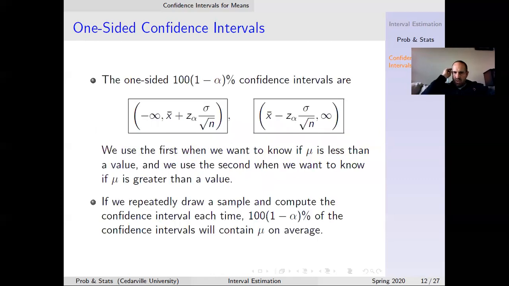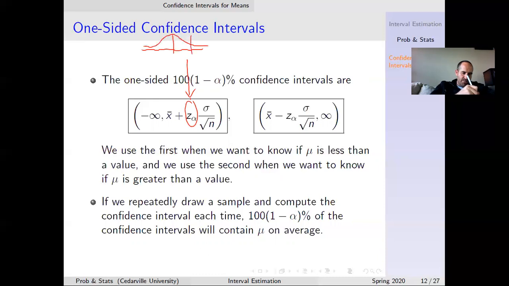Well, in that case, our formula changes just slightly. We don't have to split alpha between 2 tails. We can simply put alpha in the 1 tail, okay? So in this particular case, what are we doing? What's up with this Z alpha over 2, or this Z alpha? Well, what's going on here is we're going like this.